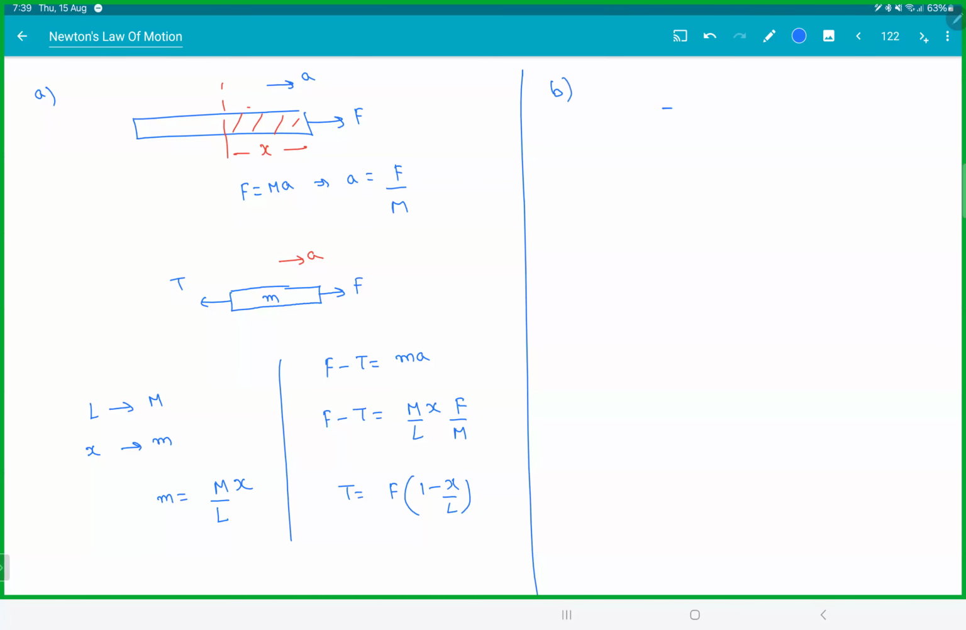So in the B part, everything looks same except I kept two forces, 2F and F. F minus, right there. Try others, I'll give you a minute.